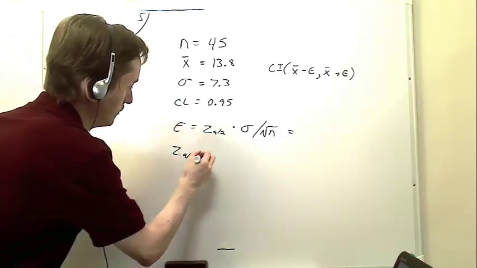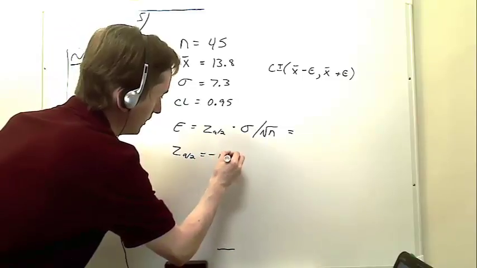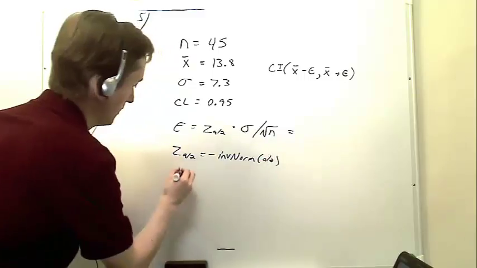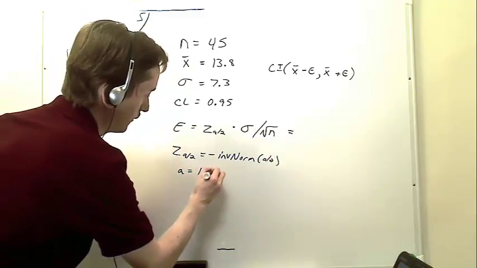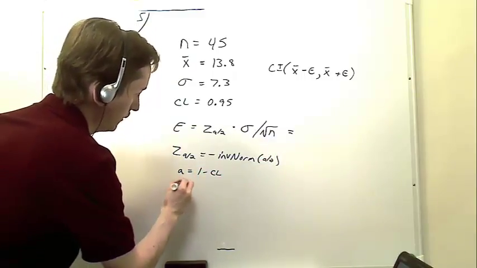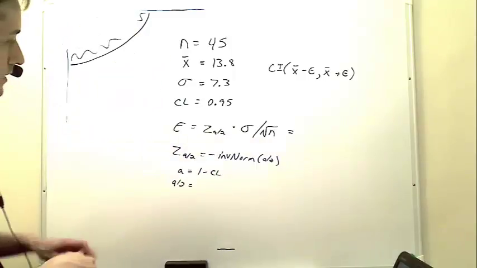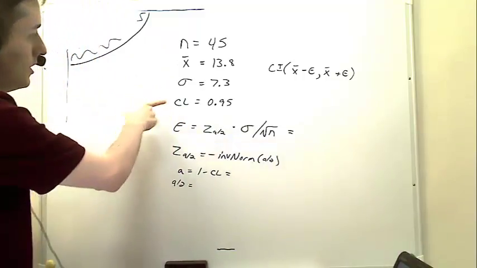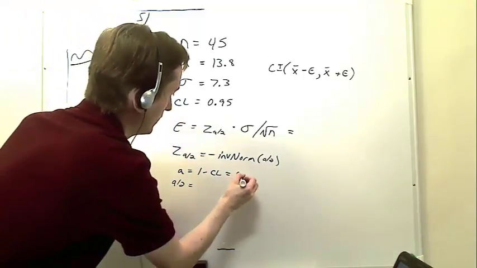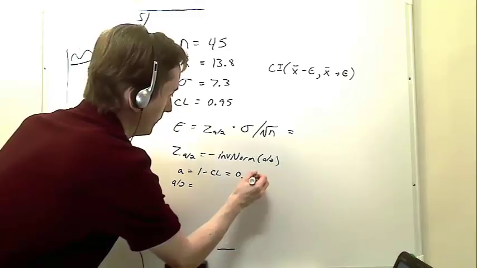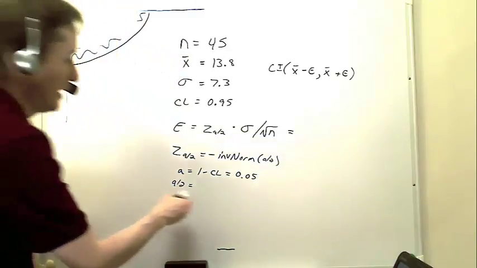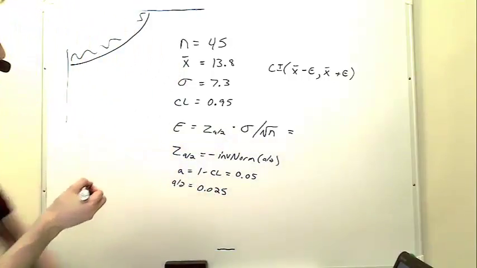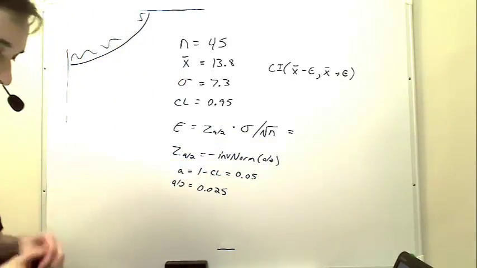Z sub A over 2 equals negative INV norm of A over 2, where A equals 1 minus the confidence level. A over 2 is half of that. So in this case, we solve for A first. 1 minus that is 0.05. Half of that is 0.025. Then we want to plug that in here.